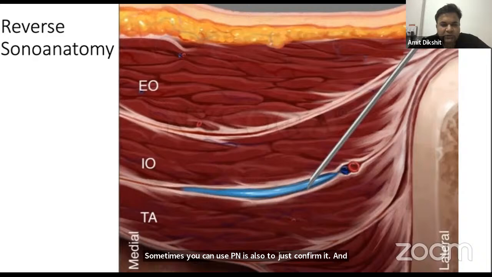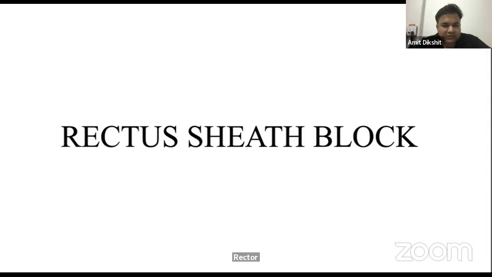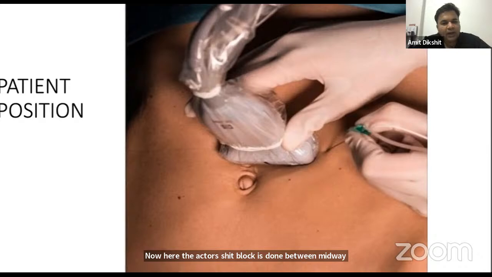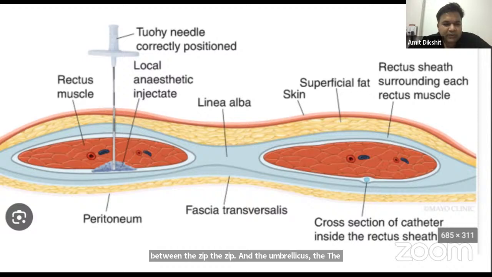Rectus sheath block, as we were discussing about the subcostal TAP. Now here the rectus sheath block is done midway between the xiphisternum and the umbilicus. Here you can see where the drug is deposited. The end point is just between the posterior rectus sheath and the rectus muscle.